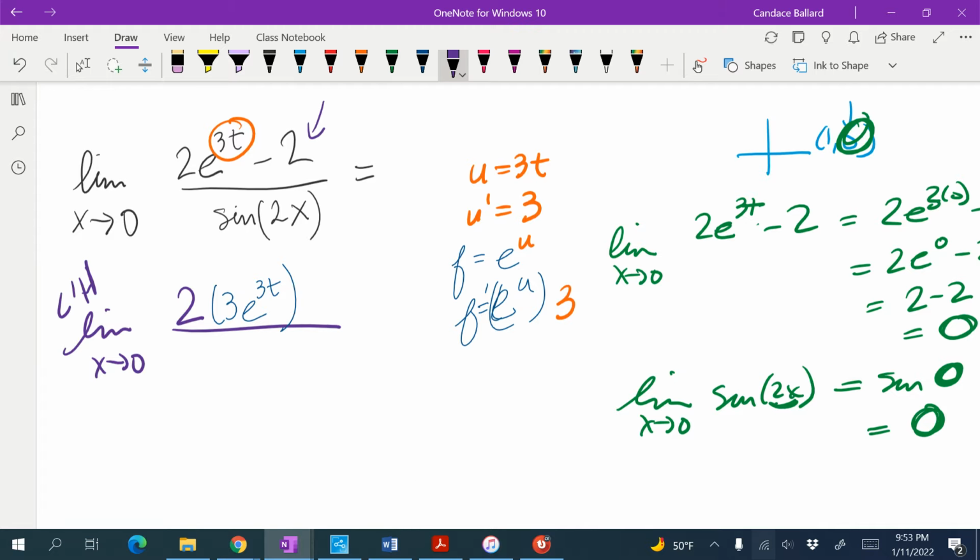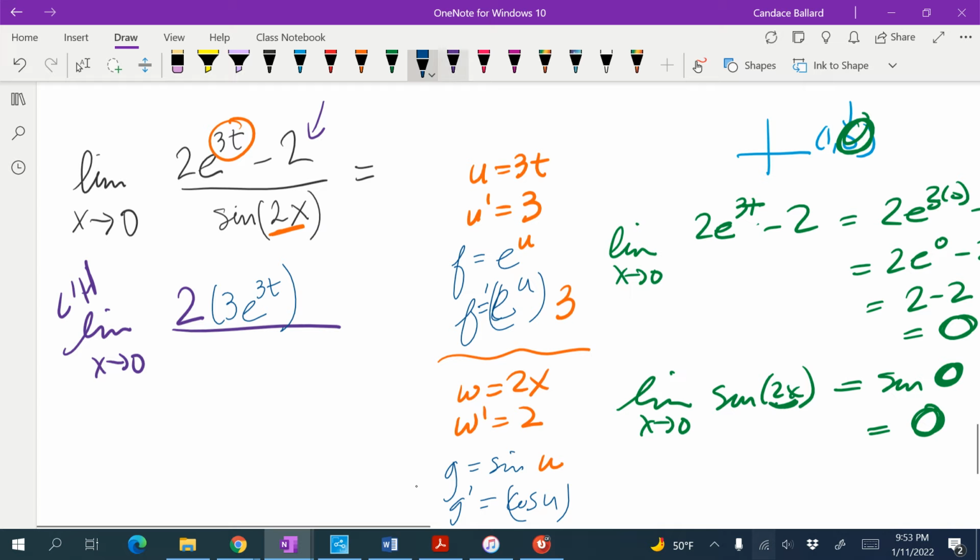It looks like I have another chain rule right here. I'm going to call it w. w equals 2x, w prime equals 2. We'll call it g this time, I guess. So sine of w. We'll take the derivative of that. g prime equals, the derivative of sine is cosine of w times the derivative of the inside, which was just a 2. I'm going to go ahead and rewrite that underneath. So I've got 2 cosine of 2t. I don't know why I wrote an x here. I should have written a t, not an x right there.